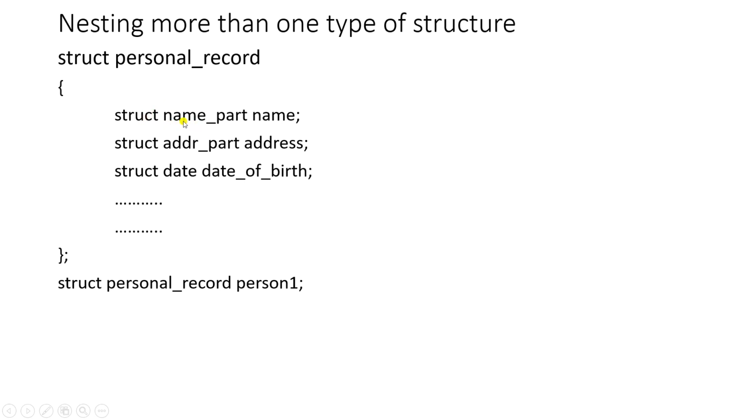This structure variable name is name and the tag name is name part. It has different types of elements. This one has another type of elements, and this another different types of elements. So you are grouping different structures which have different types of elements in one structure, personal record, and you can declare a variable of type personal record, like the struct, the tag name of that particular structure, and a variable name. So this is how you can define a structure that is nested.